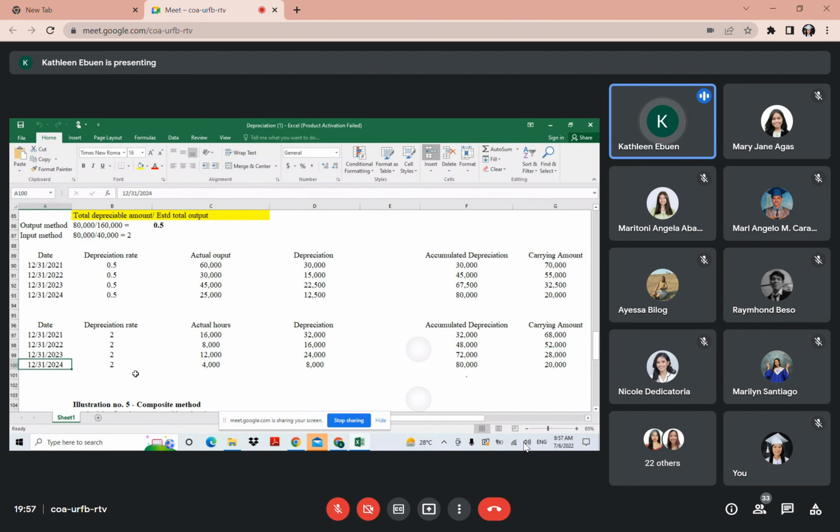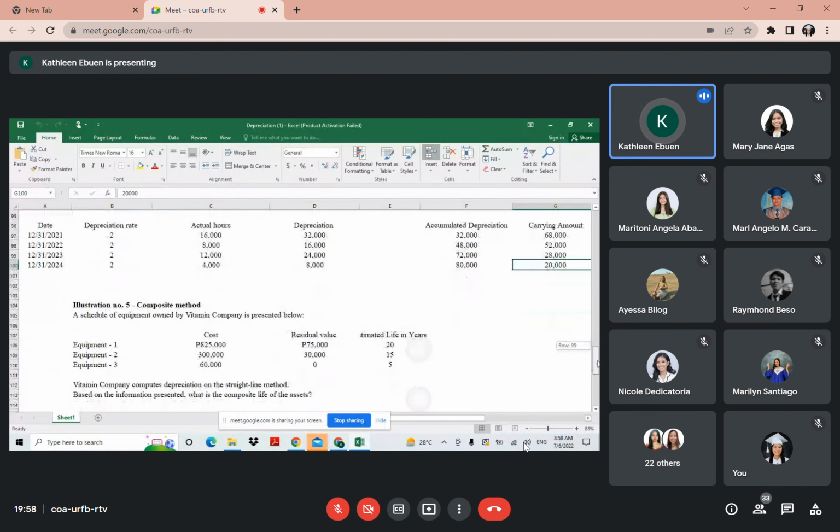Sa last year, again, 2 times the 4,000 actual hours, we get the depreciation of 8,000 and accumulated depreciation for a total depreciable amount na 80,000 and carrying amount po na 20,000.